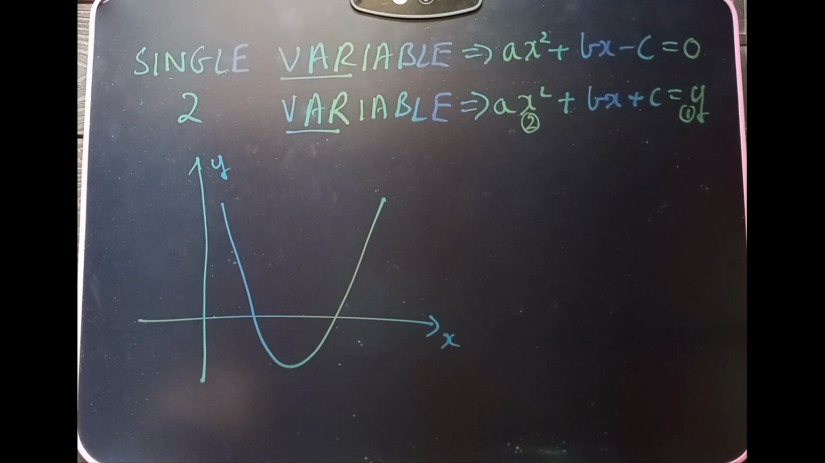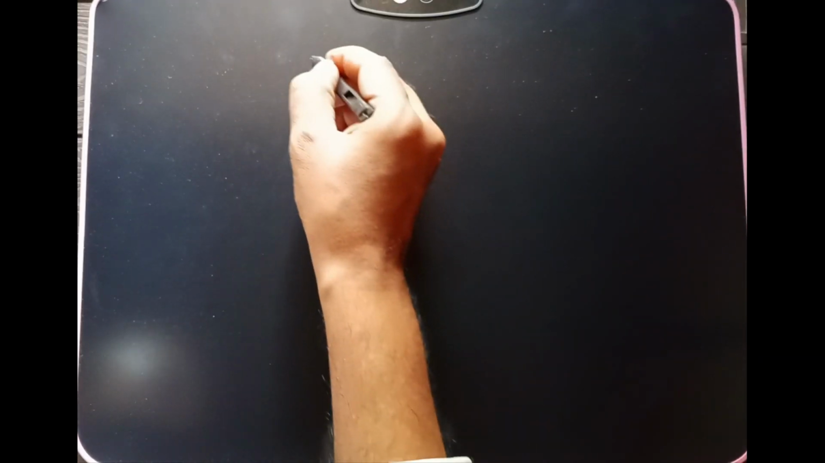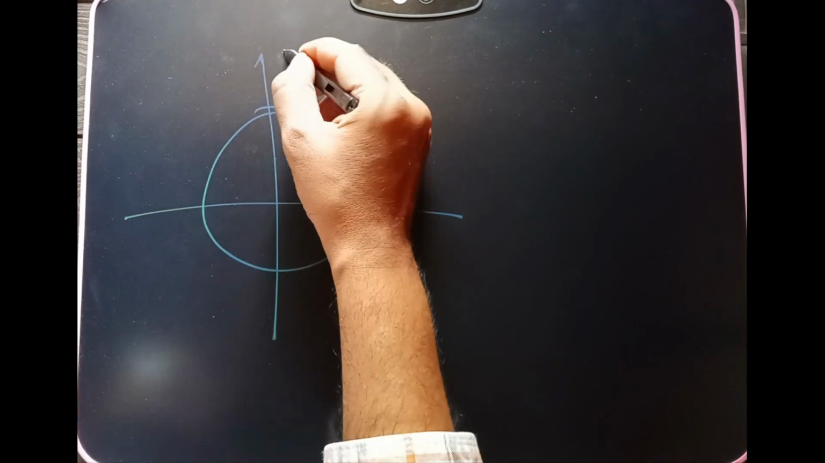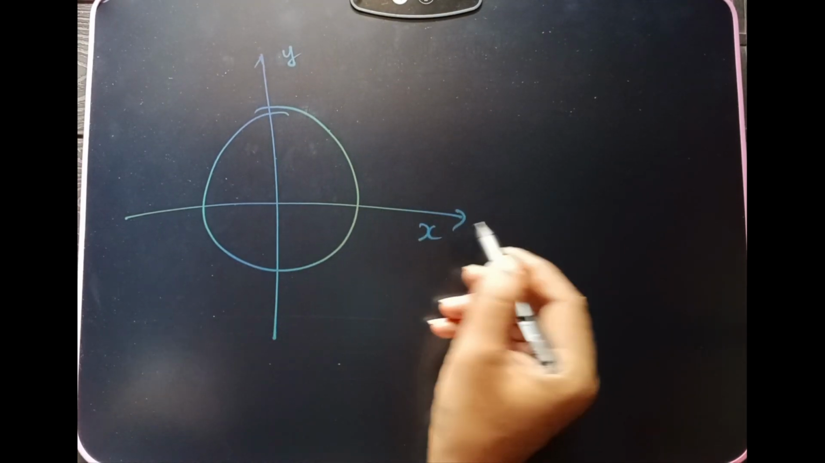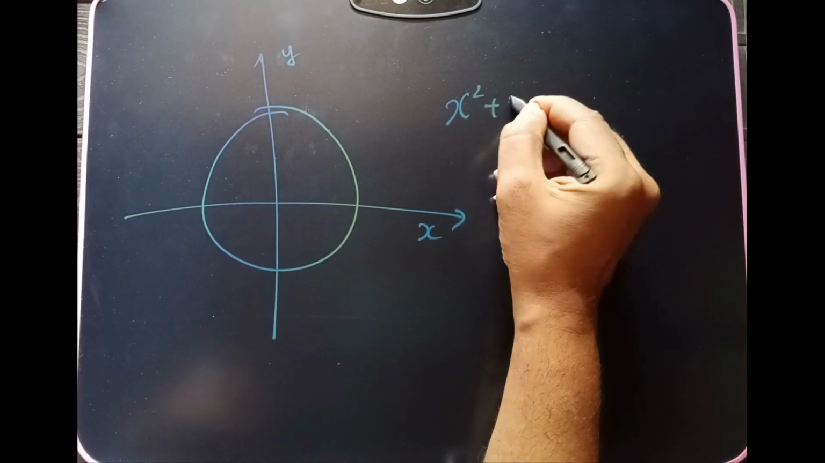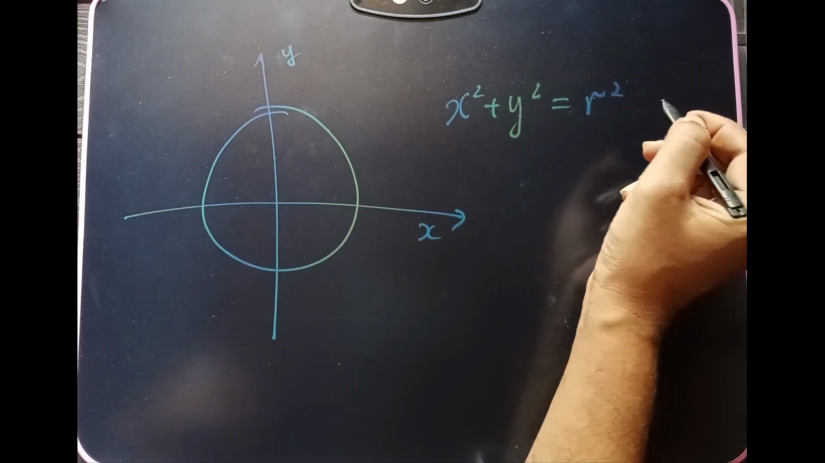Then how is a circle represented, sir? Let us see next. If you have a circle, how will the equation be written? This is a circle, this is y, this is x. A circle will be represented as x square plus y square is equal to r square.